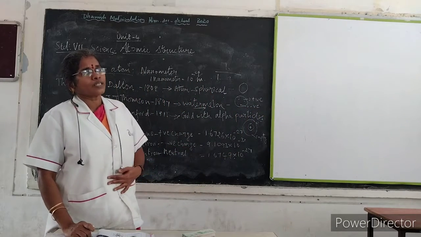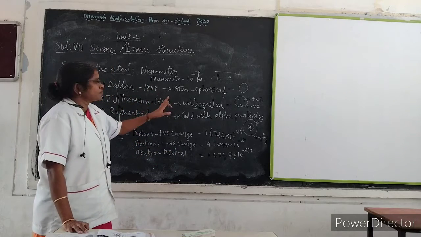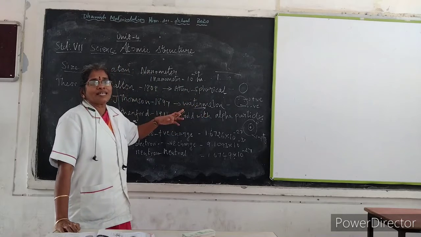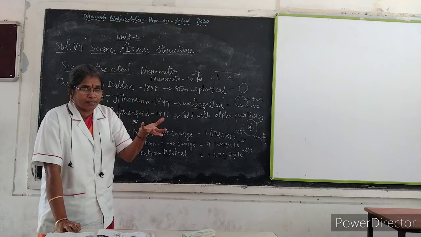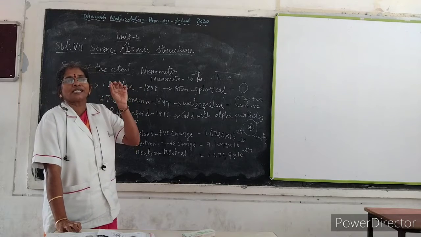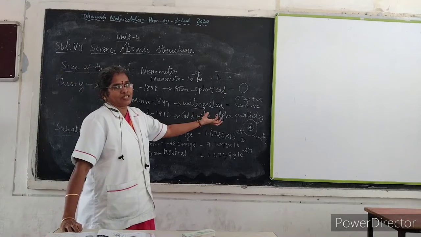Yes. Do you follow what I am telling? J.J. Thomson explained the atom with the example of the fruit watermelon. He imagined the watermelon as an atom, and the red pulp is a positive charge, and the seeds which are embedded in the fruit, that is negative charge.